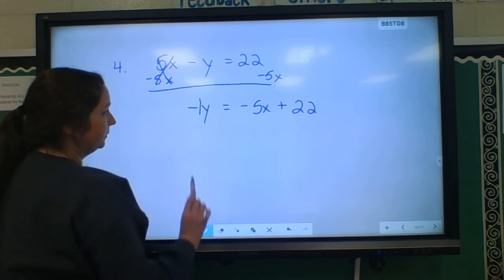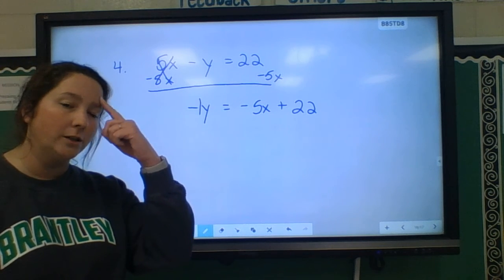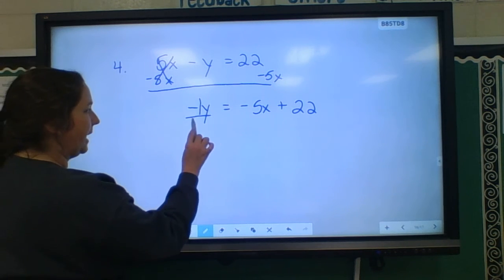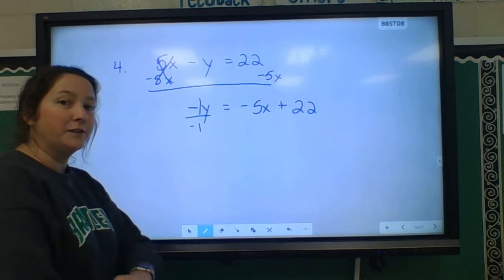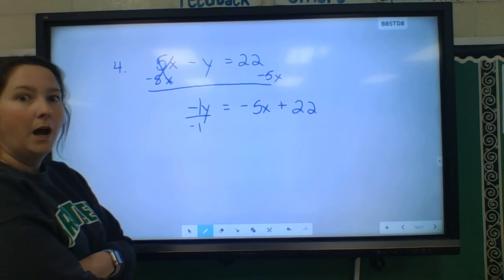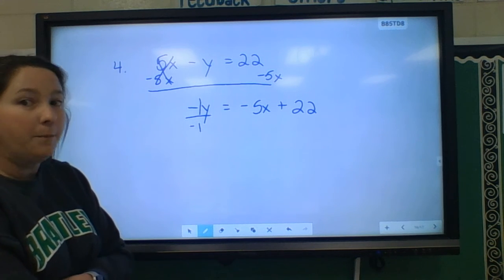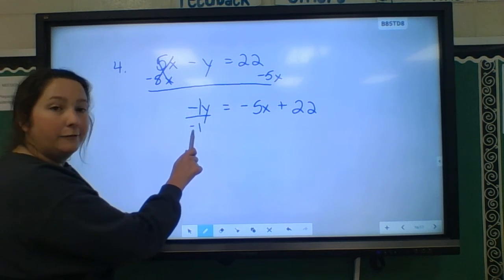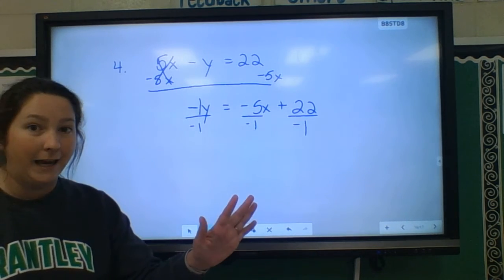Oh, goodness. So how am I going to get rid of that negative 1? Go back to your solving equation. If I'm solving an equation, what would I do? I'm going to divide by negative 1. Well, if I divide one side by negative 1, I've got to divide the other side by negative 1. But which one? The 5 or the 22? They both get it. It's kind of like if I were passing out candy. I would need to pass out candy to everybody because that's only fair. So when we divide by negative 1, we divide everybody. We don't want to leave anybody out.